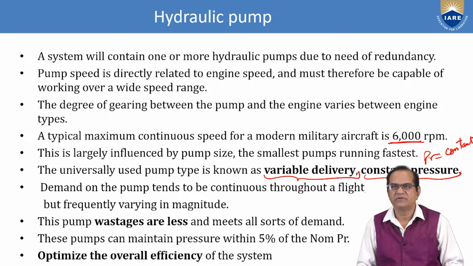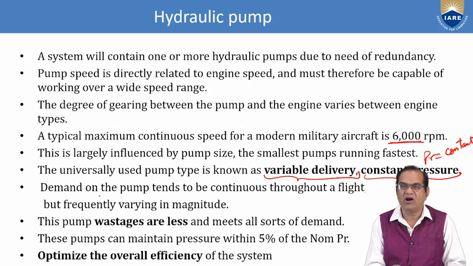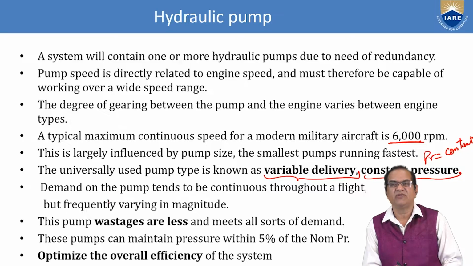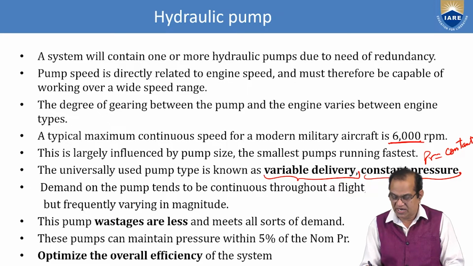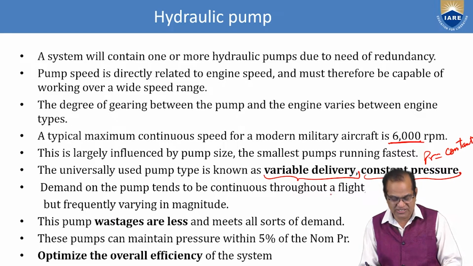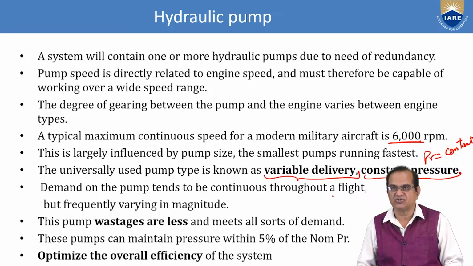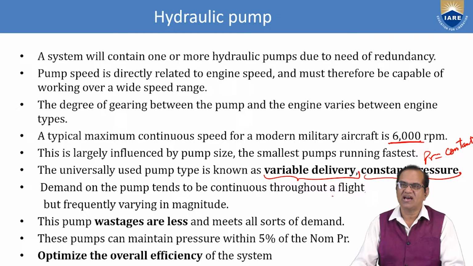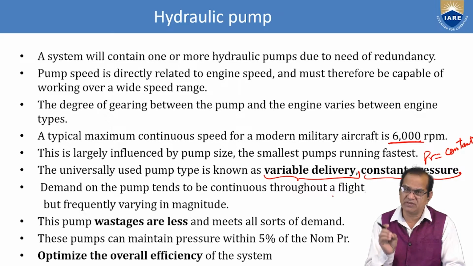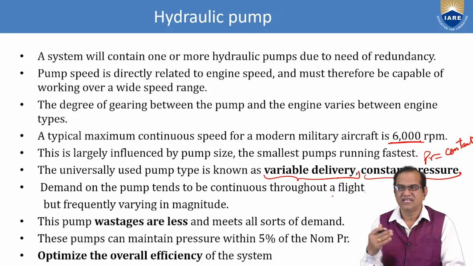Demand on the pump tends to be continuous throughout a flight but frequently varying in magnitude. So demand on the pump is dependent upon the flight condition. If you are at high speed, if you are at low speed, if you are maneuvering, for different types of flight you need different demand conditions. So this pump will vary its magnitude now and then as per the speed of the aircraft. The pump wastage is less and it meets all sorts of demand. So these hydraulic pumps should have minimum wastage and should be able to operate in all types of flight.